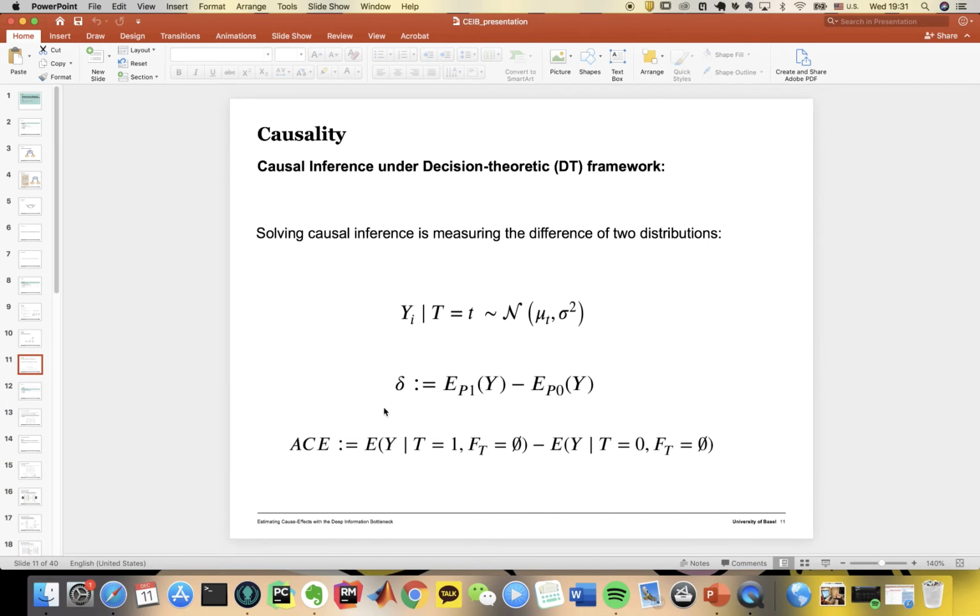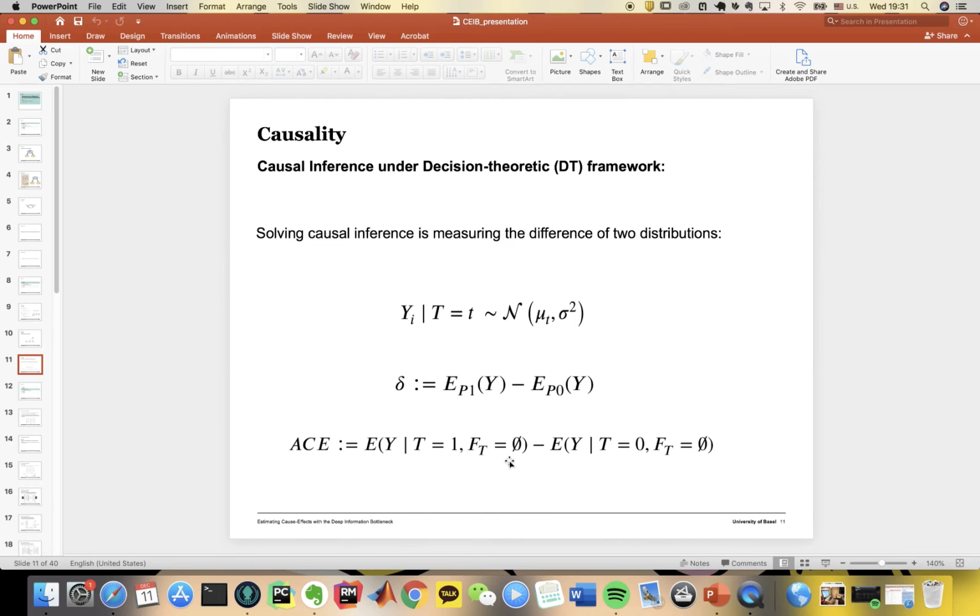The causal inference is denoted by the average causal effect, which basically calculates the expectation of the treatment group minus the untreated group. And as I mentioned, it's pretty important that we can only calculate these parts in the interventional regime.